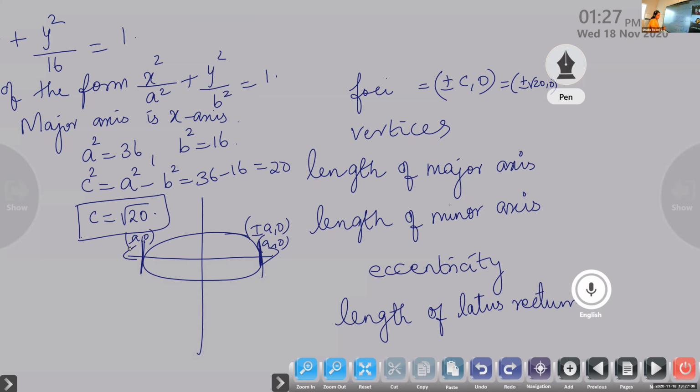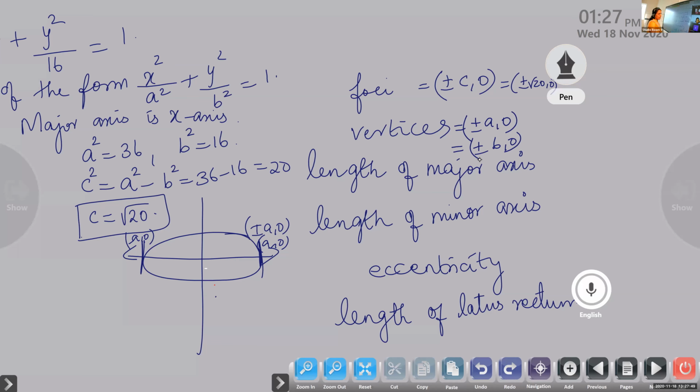It is symmetric. Above the x-axis what you have, the same thing only you have below the x-axis. Similarly, to the left of y what you have, the same thing only to the right. It is symmetric with respect to both x-axis and y-axis. So the vertices are given by plus or minus a comma 0. Here, what is a? A square is 36. So what is a? It is 6, isn't it? So it is plus or minus 6 comma 0. Is it okay, Atul? Yes, ma'am.